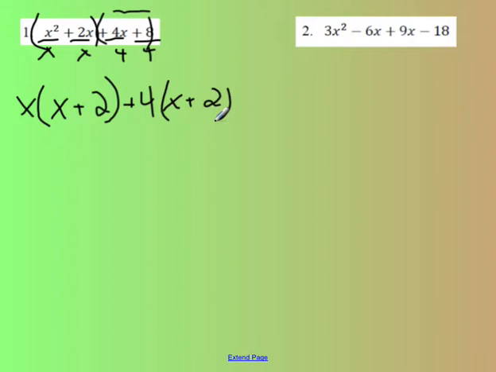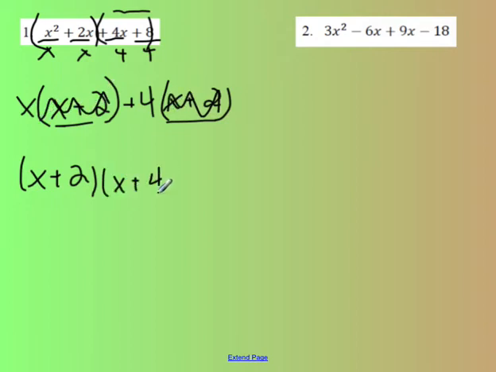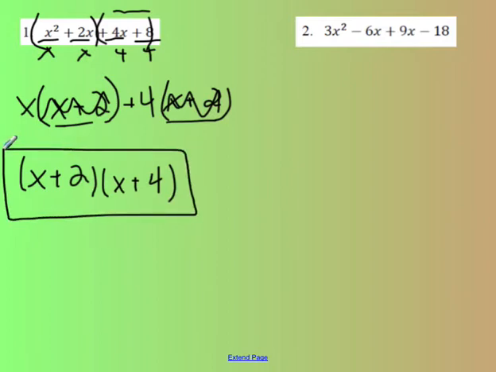So now I can factor by grouping. What you notice is that my leftovers, as I call them, match. They're both x plus 2. So I'm going to write them out in a parenthesis, and once I've gotten rid of my x plus 2, I'm going to write my x plus 4. This right here is my final answer for number 1. 2 binomials being multiplied, that's my answer.